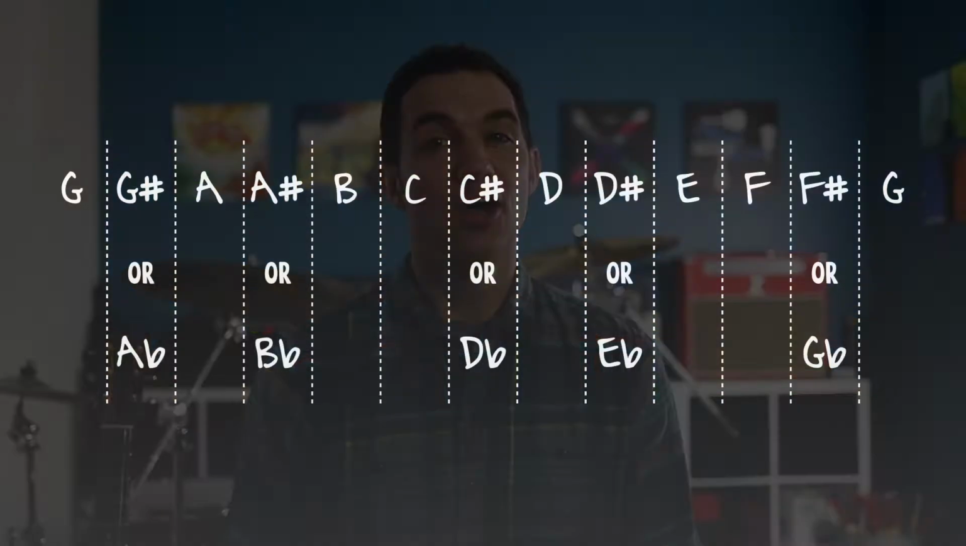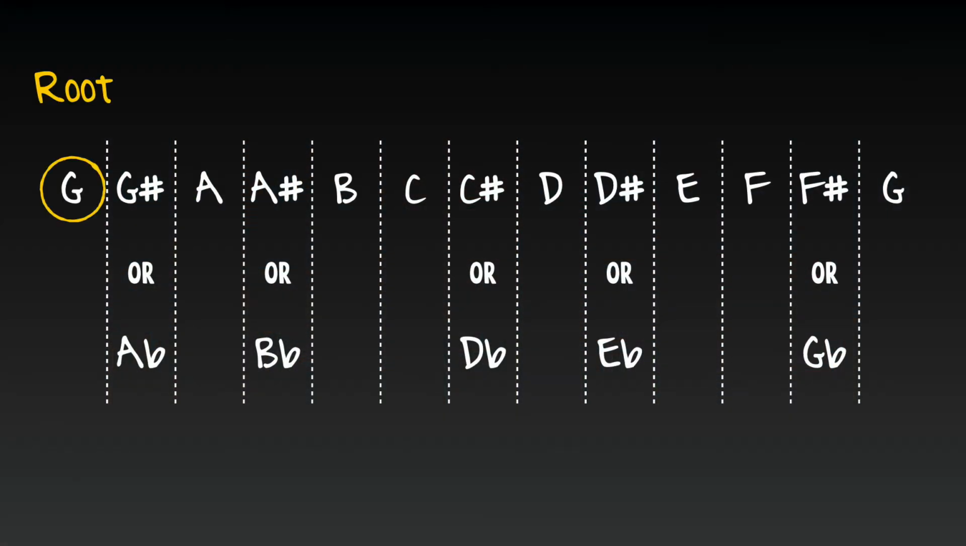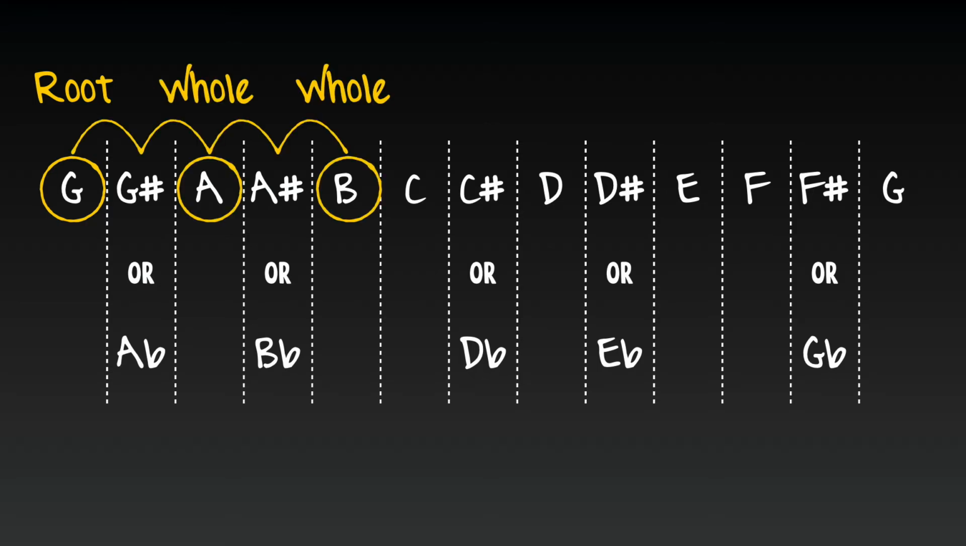Now, let's keep it practical by using an actual key. For example, let's use the key of G. So first, let's find out what notes make up the key of G. The root note would be G. A whole step from G, which is equivalent to 2 half steps, would be A. A whole step from A would be B. Following the formula, we would take a half step next. A half step from B is C.